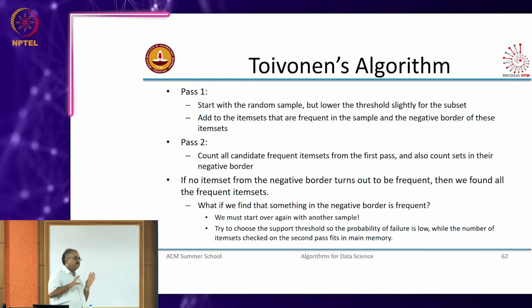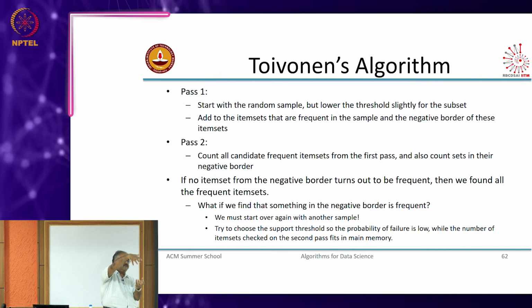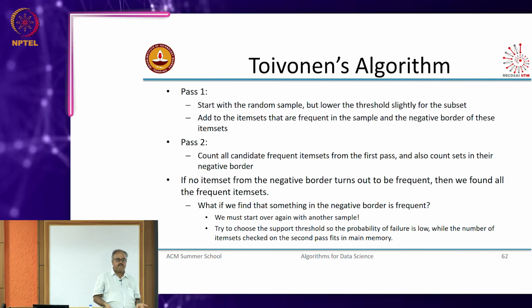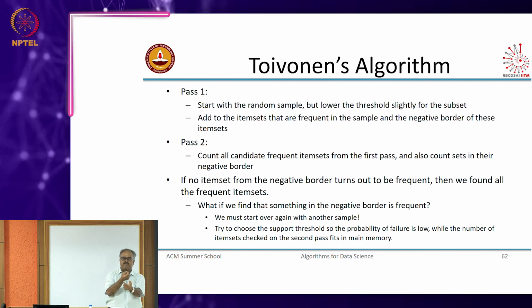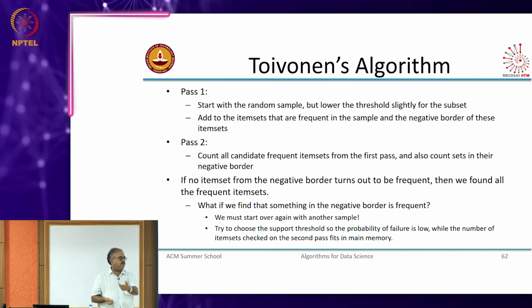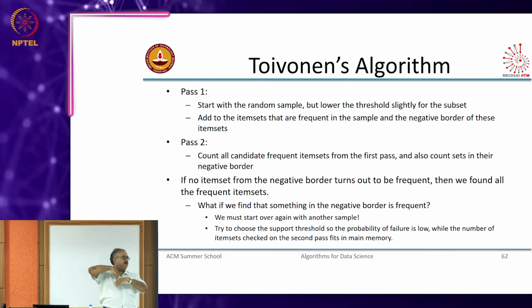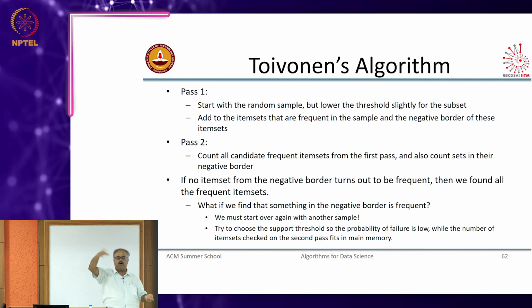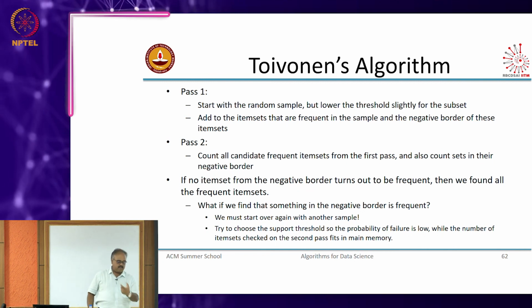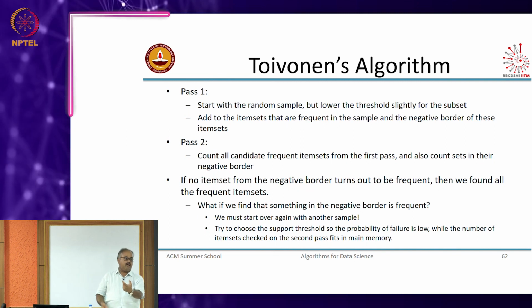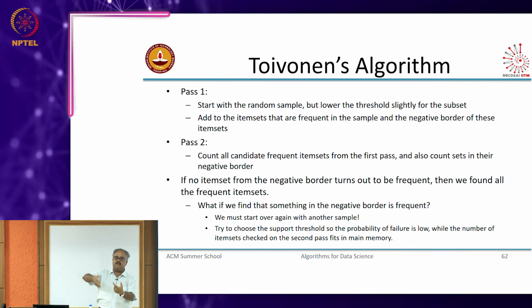Now all bets are off. If something from the negative border turns out to be frequent, there is some chance that something larger than that also is frequent. So we could potentially be missing a bunch of things. For example, remember I was telling you A is frequent, B is frequent, but AB was not frequent in the sample. Therefore we wouldn't have considered ABC or ABD as candidate frequent item sets. All of those we would have ignored because AB is not frequent in the sample. But suppose AB turns out to be frequent in the entire data. Now all those things that we have ignored earlier, we have to start considering.